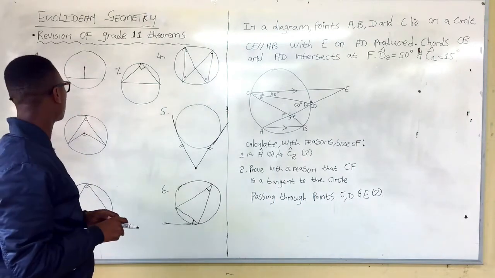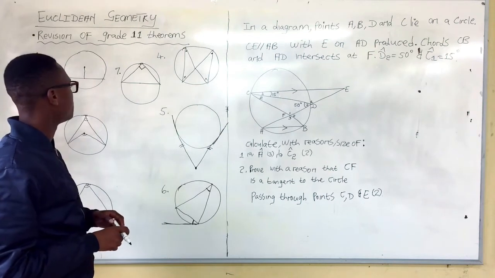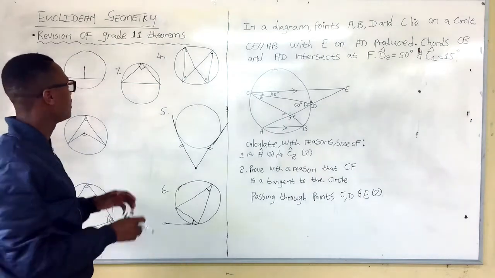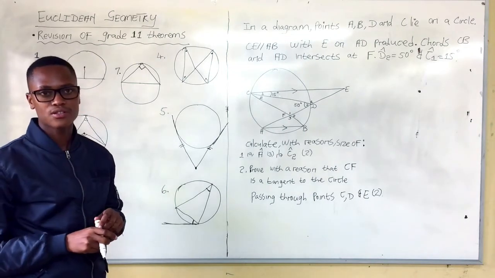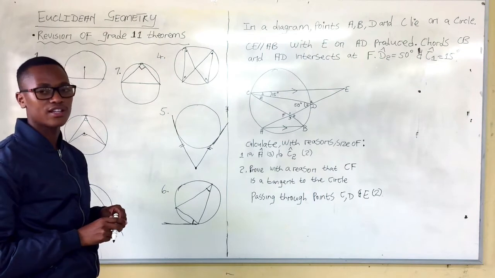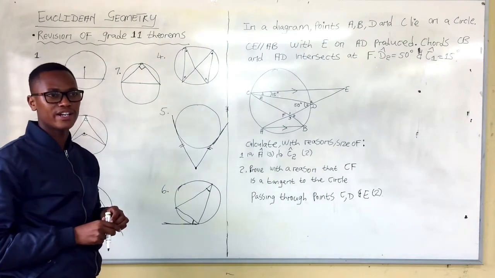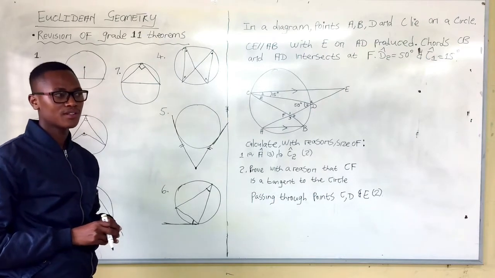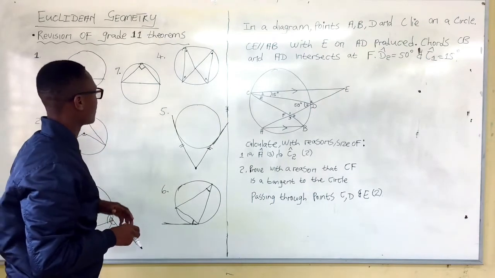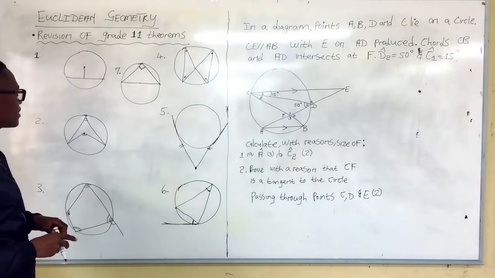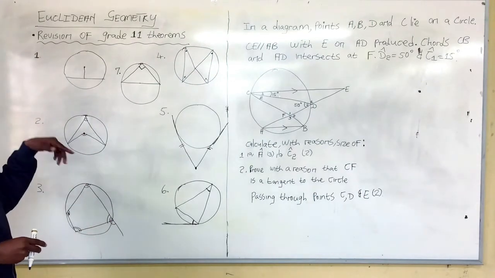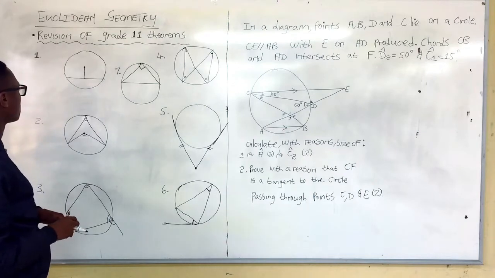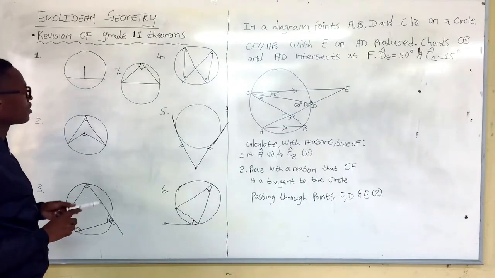So now I'm going to do a little bit of revision. This revision is going to cover grade 11 theorems. So in grade 11 we did 9 theorems, if I'm not mistaken. Those 9 theorems were covering circles and quadrilaterals. So now I'm going to start with theorem number 1.